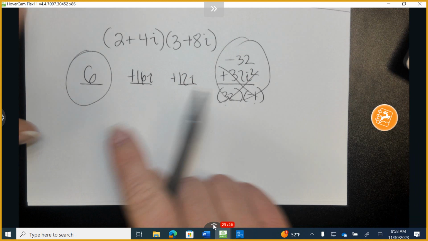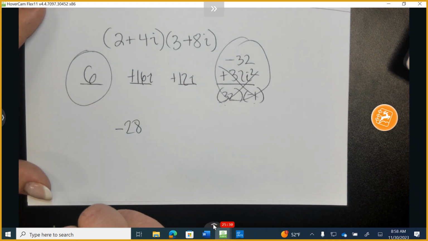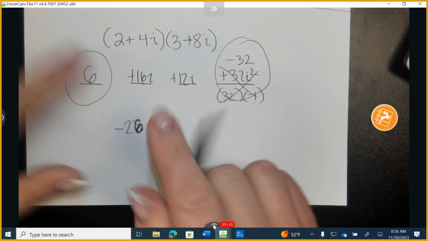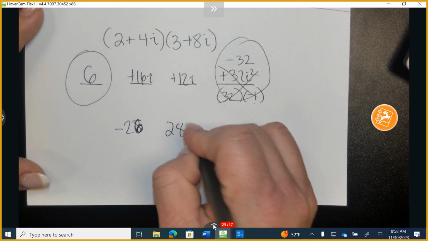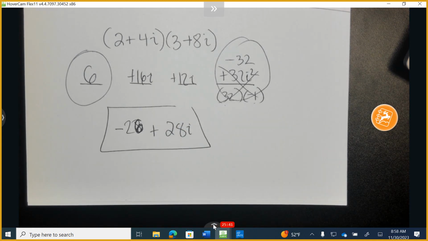Let's combine the reals. They're different signs, subtract. Keep the sign of the larger number. I went back, and you go down one more. And they're the same sign, combine. And this is what I have. Who has negative 26 plus 28i? Negative 26 plus 28i.